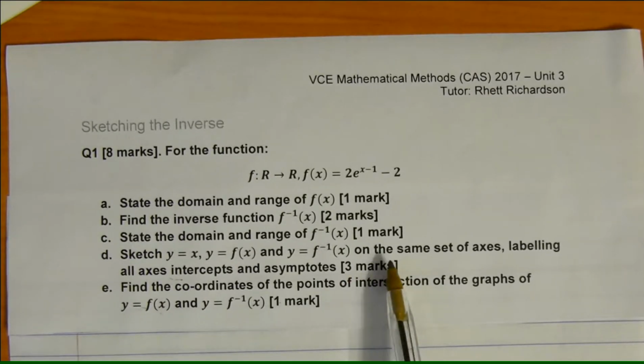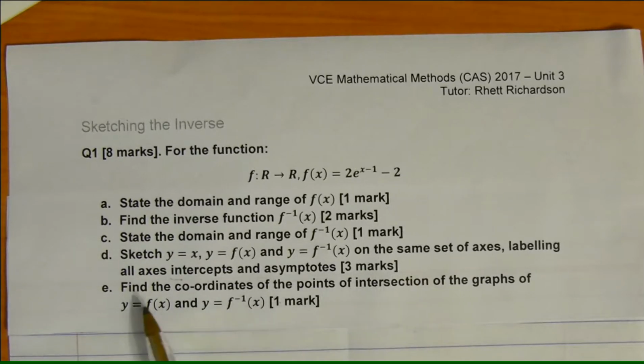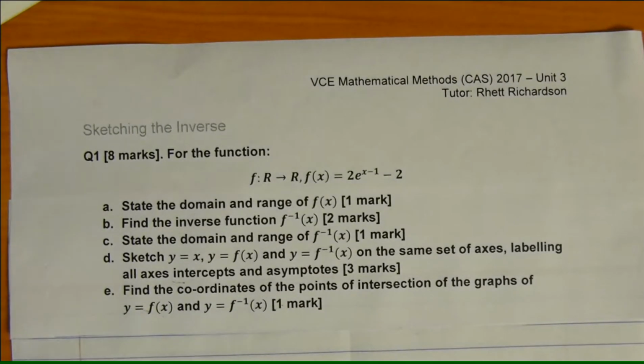So this is really the key part of the question, sketching the graph. And then finally in part E, find the coordinates of the points of intersection of the graphs of y equals f of x and its inverse. And at this point you'll need your CAS calculator. So we'll get stuck into it.